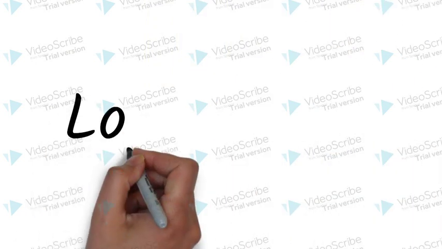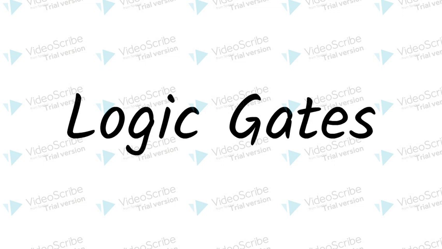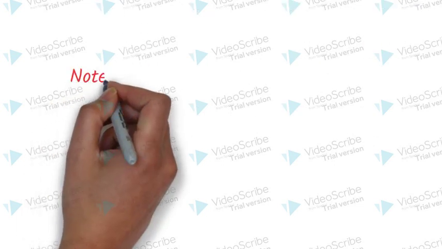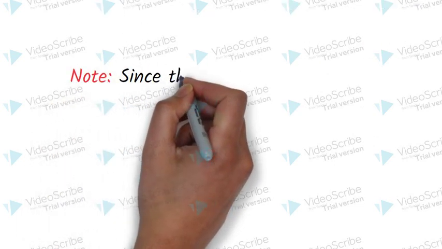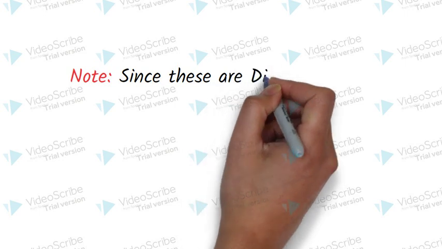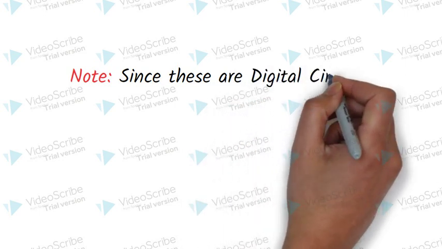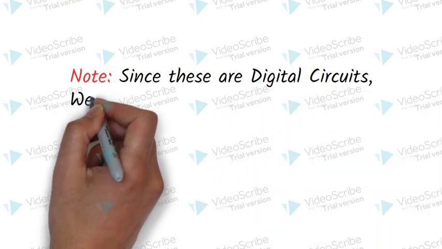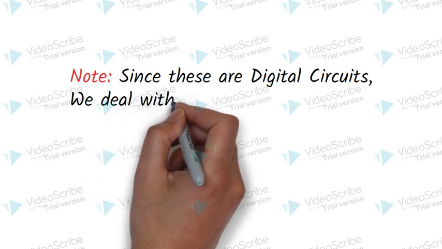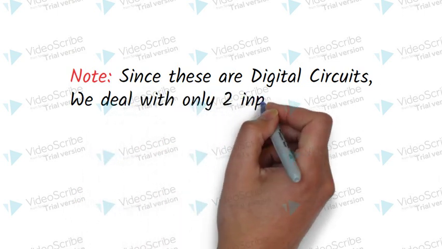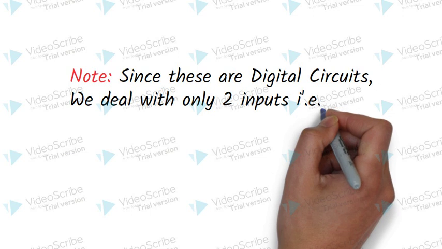Today we are going to learn about logic gates. Before going into the concept, we have a point to be noted. Since we are dealing with digital circuits, we are going to use only two inputs. Those are 1, which represents high input value, and 0, which represents low input value.